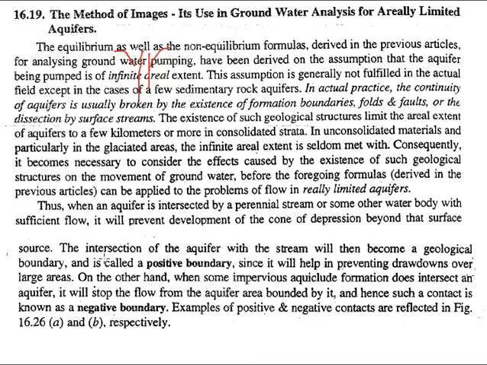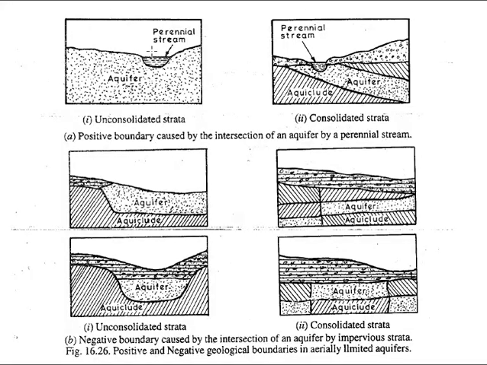Now the intersection of the aquifer with the stream becomes a geological boundary that is called the positive boundary. The intersection between the aquifer and the stream is the positive boundary. So this A is the positive boundary. It means the intersection between this perennial stream and the aquifer represents the conditions of the positive boundary.